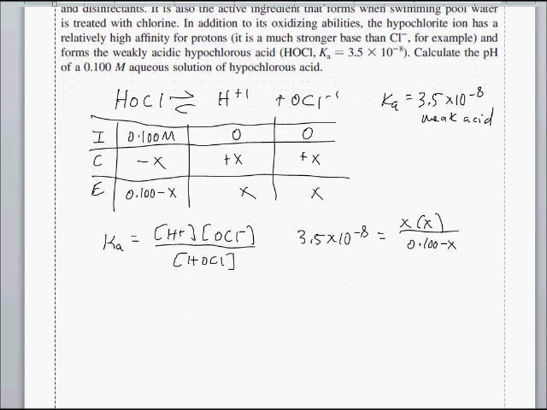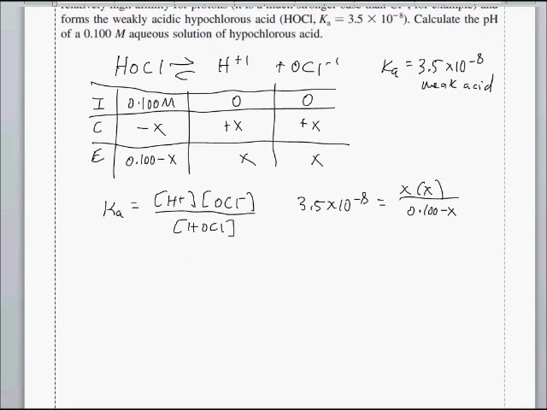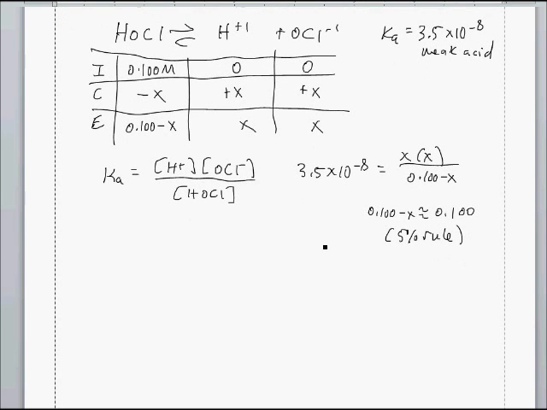Now I don't mind if you use a solver here, but just as before, the 5% rule works almost all the time. So if we go ahead and solve this for x, we can assume that 0.1 minus x is about 0.1. This is again the 5% rule. And so when we do that, our expression reduces to basically 3.5 times 10 to the minus 8 is x squared over 0.1.